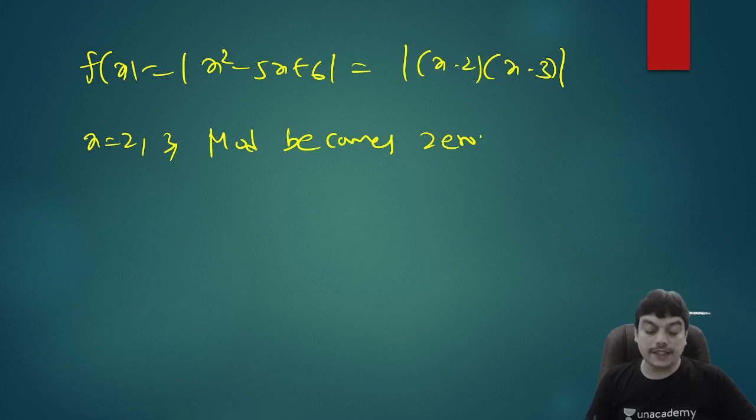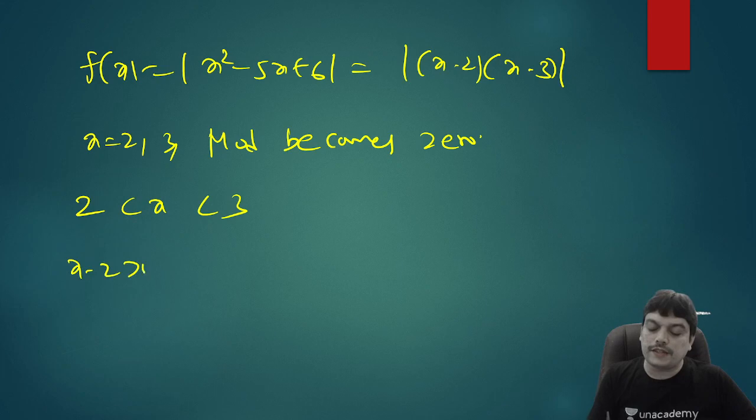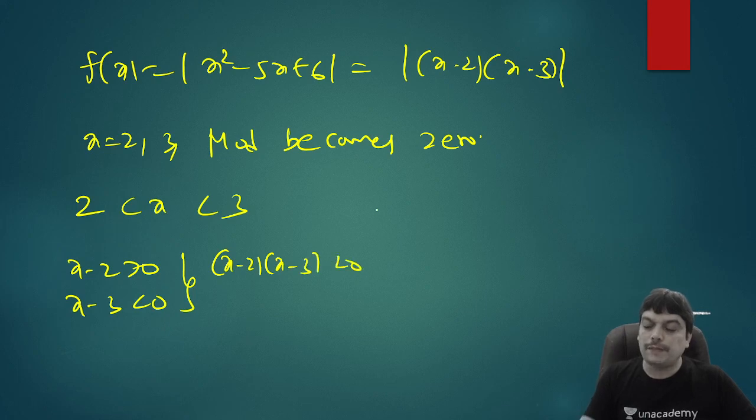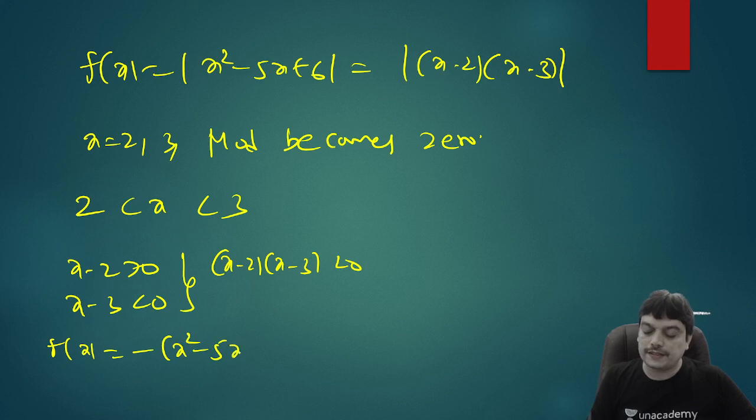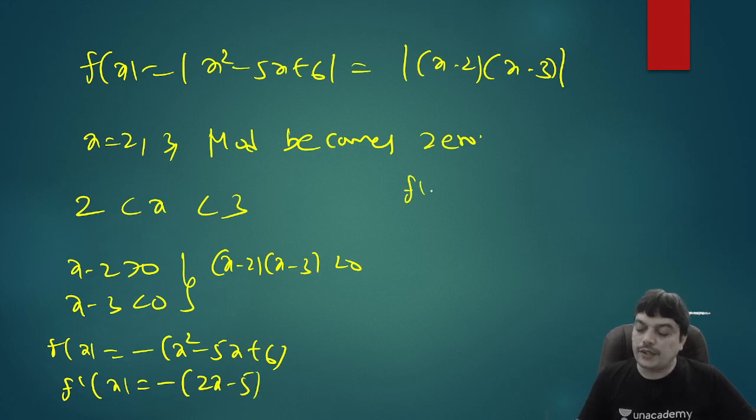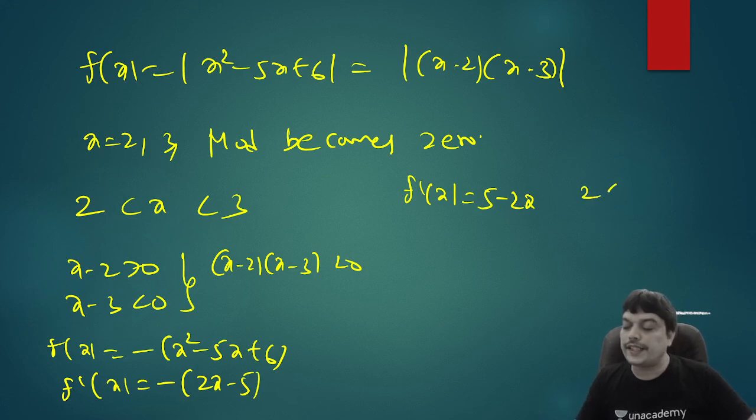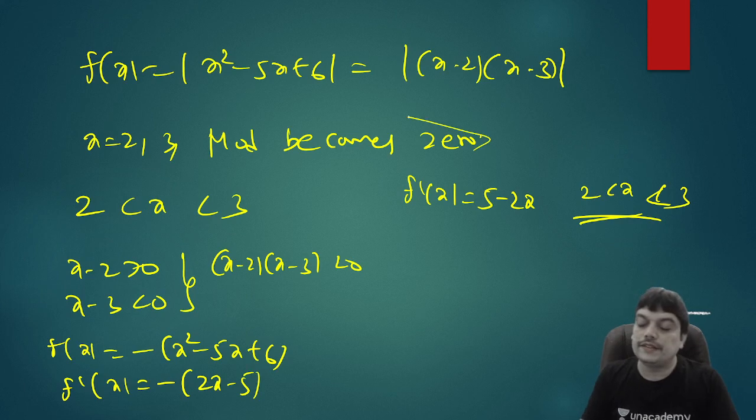So while checking for this, when x is between 2 and 3, you know that x minus 2 is positive and x minus 3 is negative. So overall the product is negative. x minus 2 into x minus 3 is negative. So when you open that bracket, you can write that as minus of x square minus 5x plus 6. So when you write down the derivative, you will get an answer of minus of 2x minus 5. And that is equivalent to writing 5 minus 2x. So you can say derivative is 5 minus 2x, but you have to mention that x is between 2 and 3 because the derivative at 2 and 3 will not be defined.